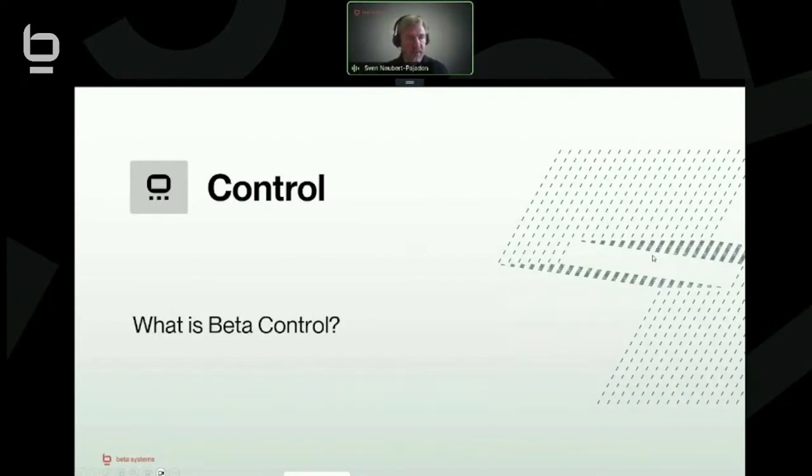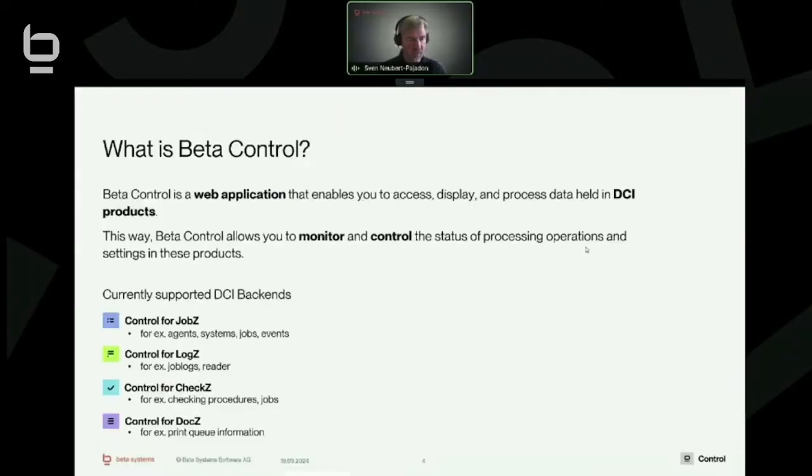It's a web application as opposed to the established and well-known ISPF user interfaces that the administrators of the DCI products have been using for many, many years now. They are established. Beta Control offers something on top of that. What is this? I will try to explain this in a few minutes in my presentation. And important as well, the second term highlighted here, is that Beta Control is based on the information in the DCI products.